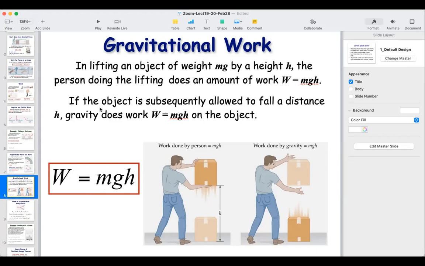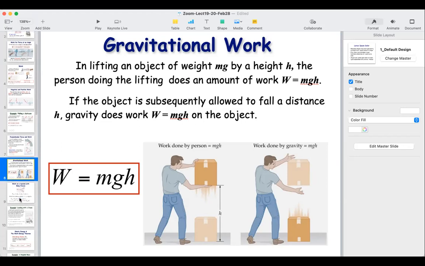Is it okay? So if the object is subsequently allowed to fall a distance h, gravity does work. And the work, indicated with a capital W, is equal to mgh on the object. Very good.